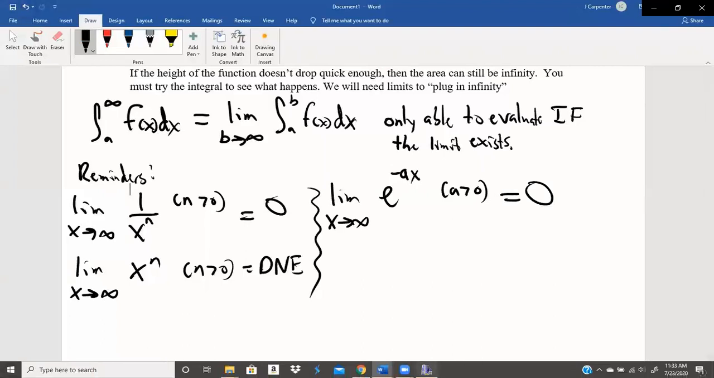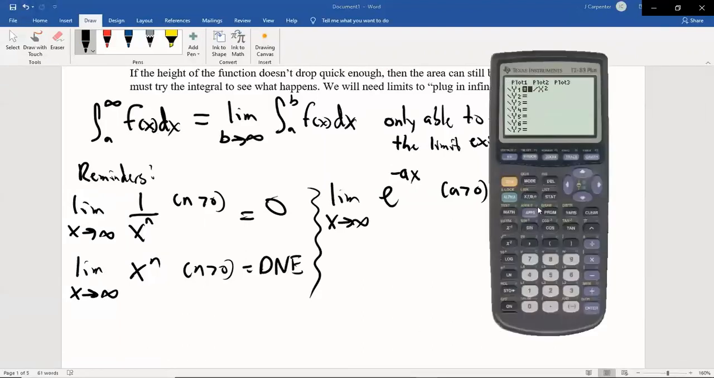If you don't trust that, calculator, let's just do e to the negative, and I can make up any positive a value. Let's do e to the negative 3x. Let's see what happens here. Look at that. It fell really quickly. If you trace it, by the time you're at 1.7, you're already at 0.006. And as I keep moving right, these e's just mean move the decimal left that many times.